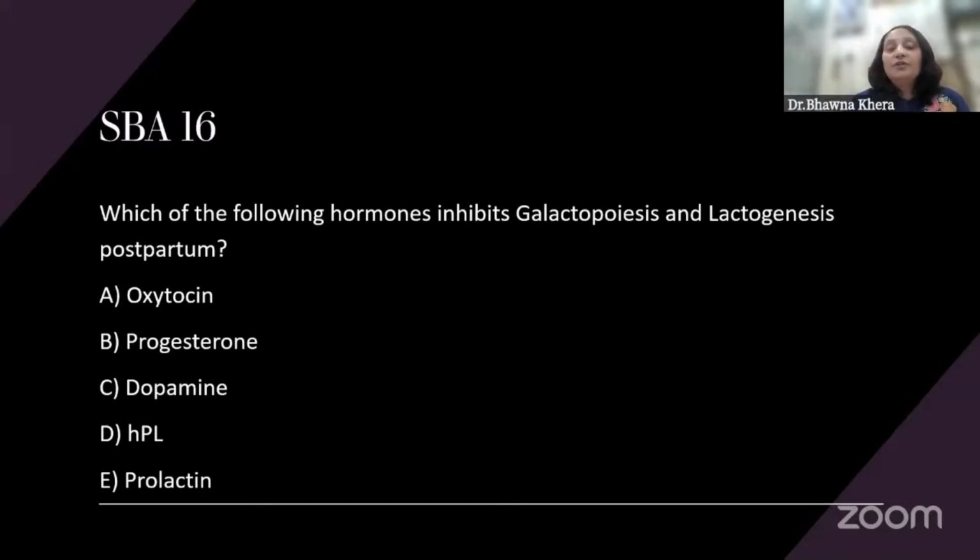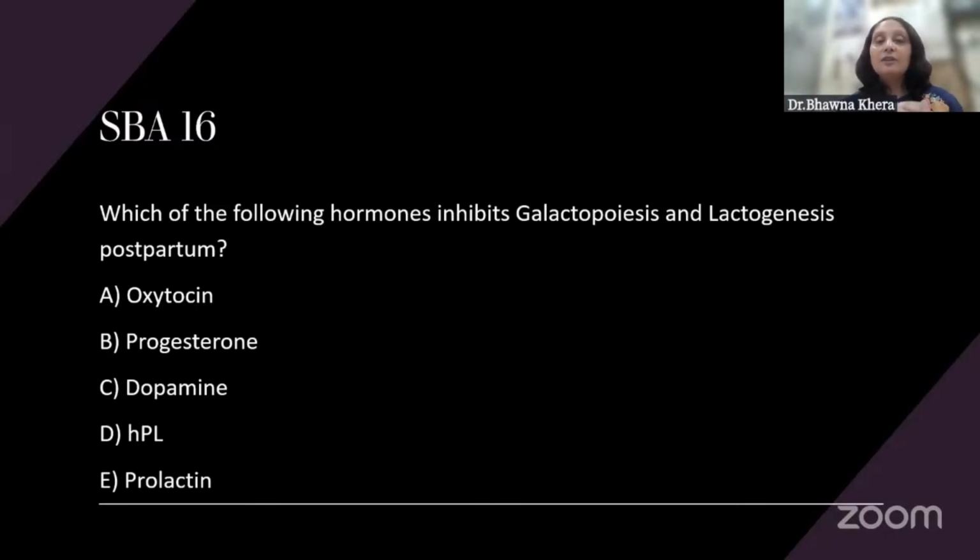Okay, coming to the next question. Which of the following hormones inhibits galactopoiesis and lactogenesis postpartum? Now we know that in pregnancy, lactogenesis is inhibited by estrogen and progesterone. So it's very important that you read the question carefully, whether it's being asked in pregnancy or in the postpartum period. In pregnancy it's estrogen and progesterone, but in the postpartum period, estrogen and progesterone are not working. So now what can inhibit lactogenesis?